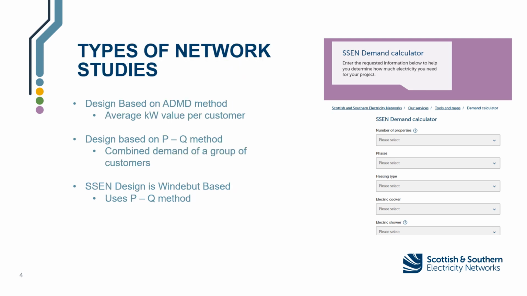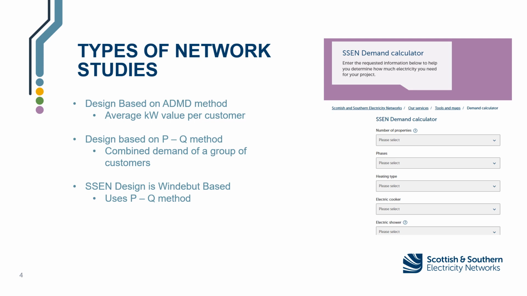Looking at how we were modeling the network, there are two main design approaches that can be used, and these are detailed in most documents. There's the ADMD method, which is the common method that people know, because it's the after diversity and maximum demand. And there's the PQ method as well.